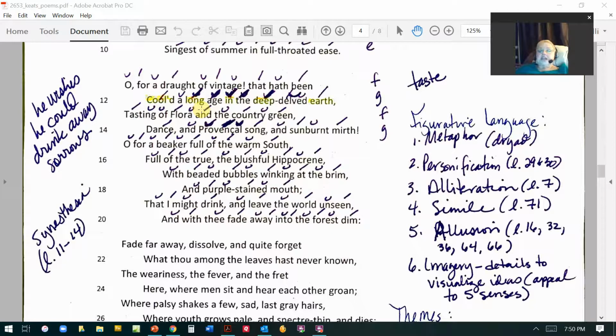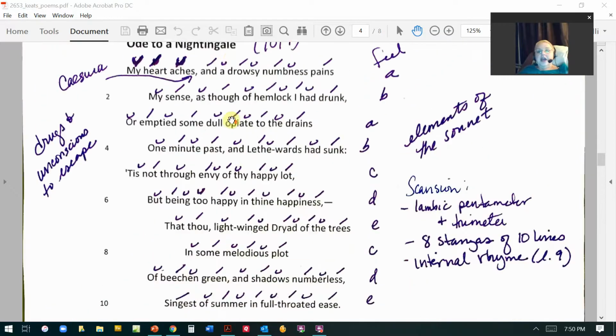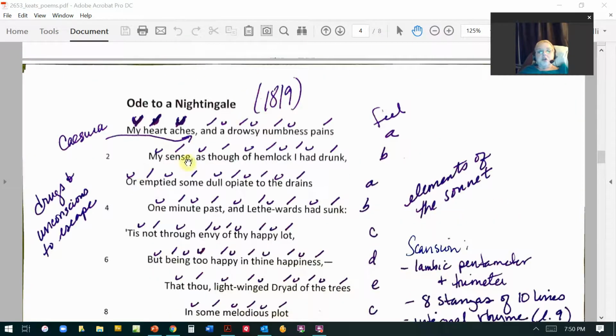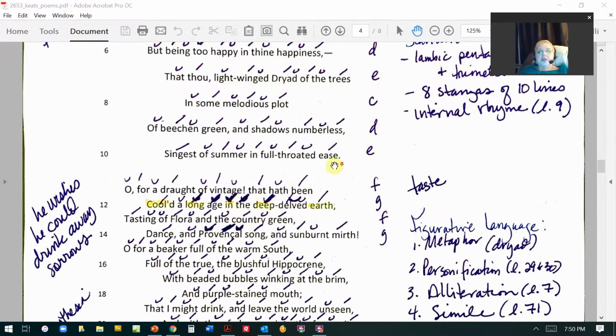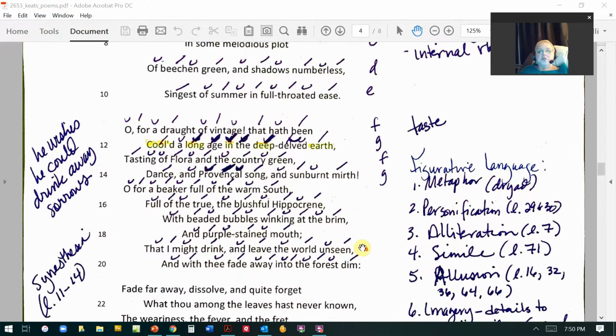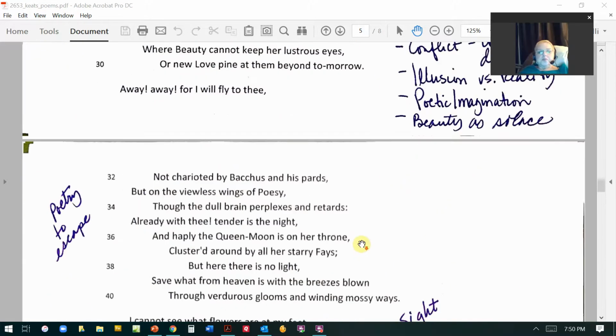But he also just uses so many senses. So let's look at that. And again, I haven't labeled them all. I'm just going to label. "My heart aches in a drowsy numbness pain." So there's feel, right? This touch, right? I'm numb. And then here is taste, right? We've already talked about that one.